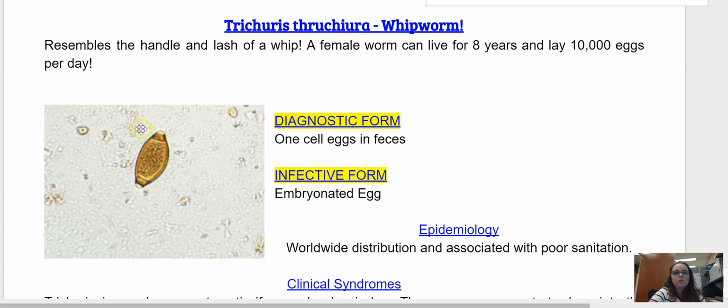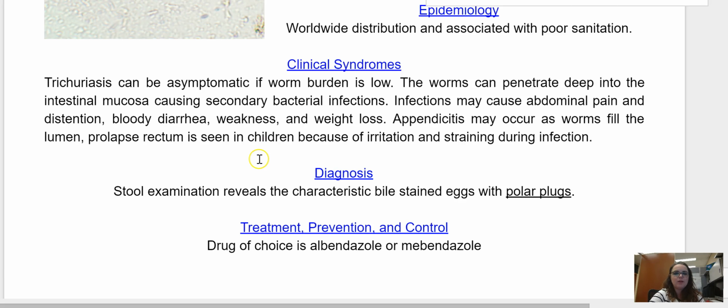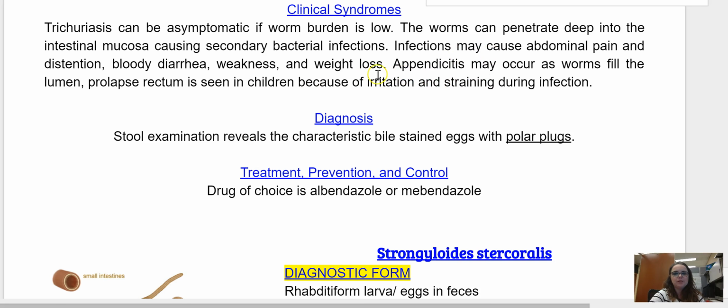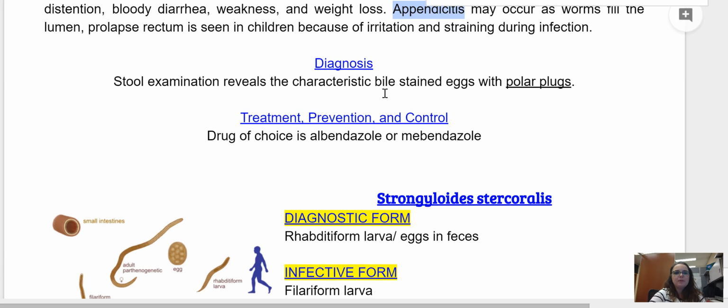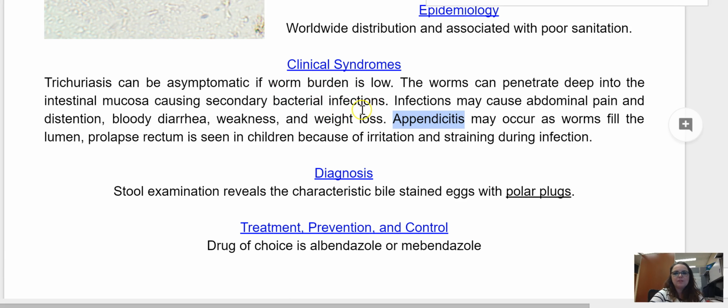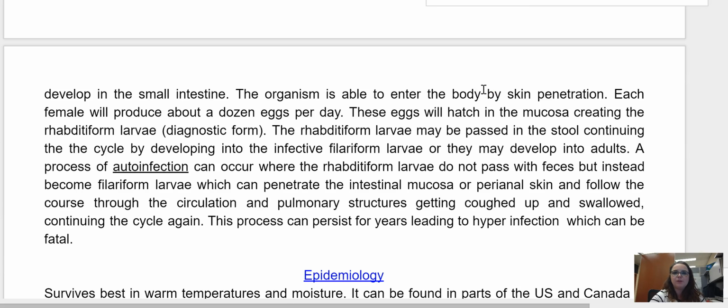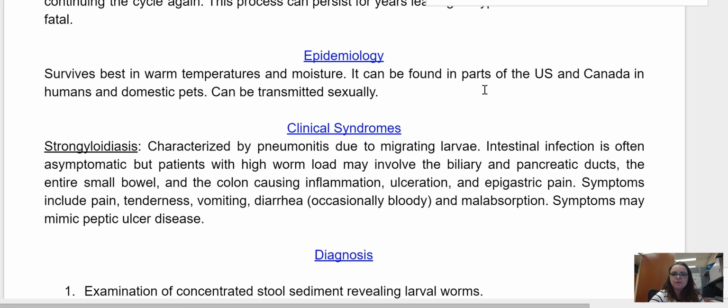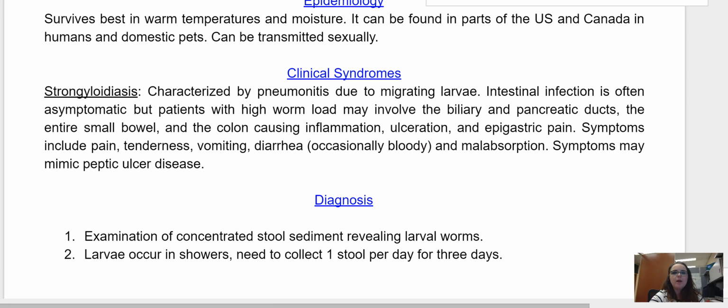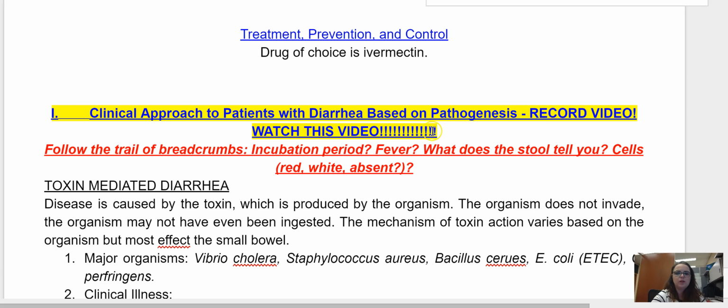Whipworm, again, just know what this egg looks like, be able to identify it as whipworm. The capsule here, the kind of plugged capsule, is a good indicator of it. Once again, this one is going to cause some weird things. It's often associated with appendicitis. But that's the only thing you need to know. You get these secondary bacterial infections because it can penetrate. So that's that one. Strongyloides stercoralis. This one is fairly common. It's not one I pay a ton of attention to, so I wouldn't spend too much time on it. But we do see pain, tenderness, vomiting, diarrhea, and malabsorption associated with Strongyloides.